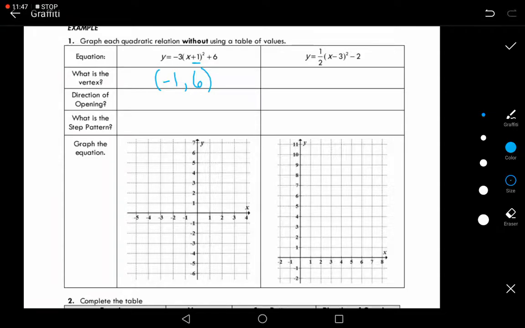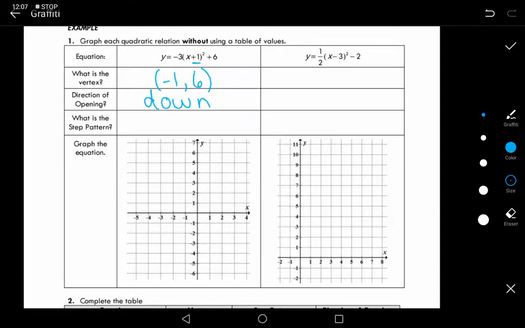Okay, looking at this one, in order to determine the direction of opening, we need to look, is there a negative out front? As soon as there's that negative out front of the A, which we can see there, we know that we're going to be reflected, which means that we're opening down.